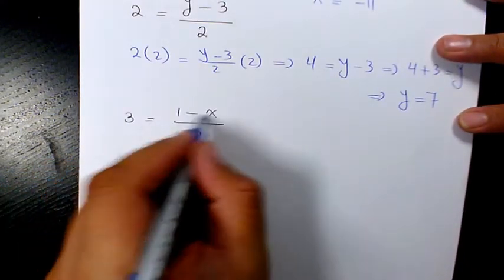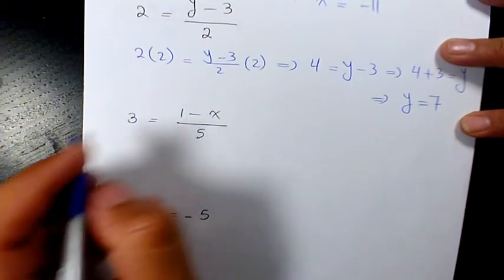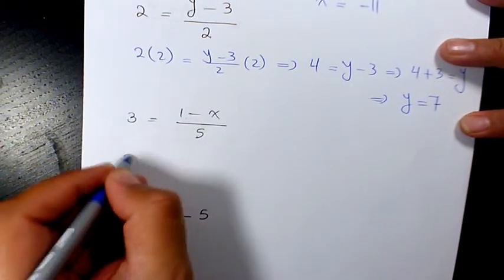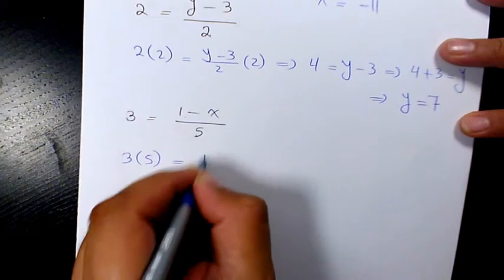3 equals 1 minus x divided by 5. What I need to do, I need to multiply both sides by 5. So 1 minus x.